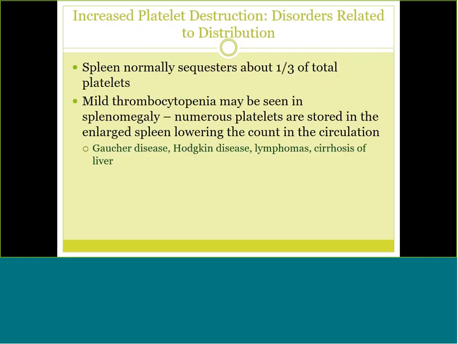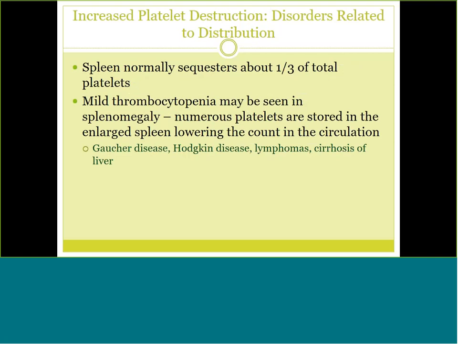All right, and then finally, a disorder related to distribution abnormalities. So, way back in Heme 1, we have learned that the spleen will hold and store about 1/3 of our platelets at any given time. And so, depending on what happens with the spleen, will affect your platelet count.